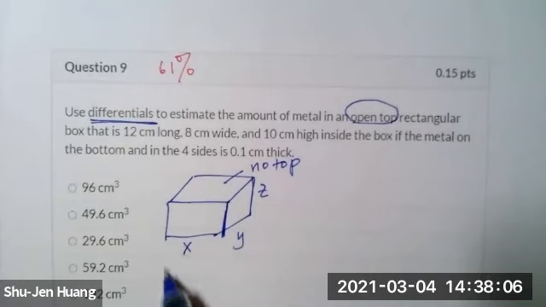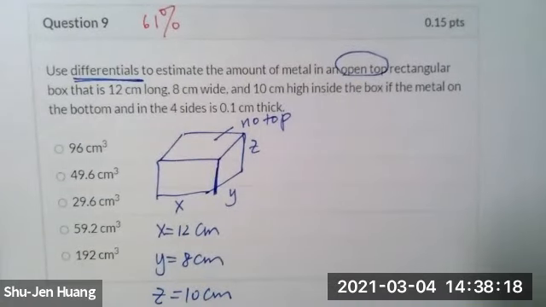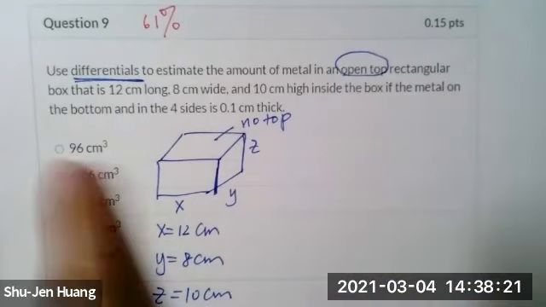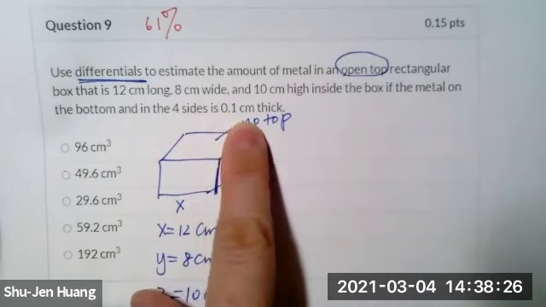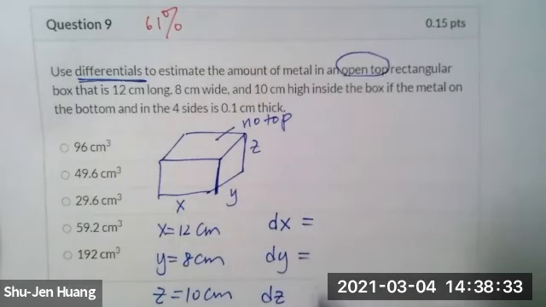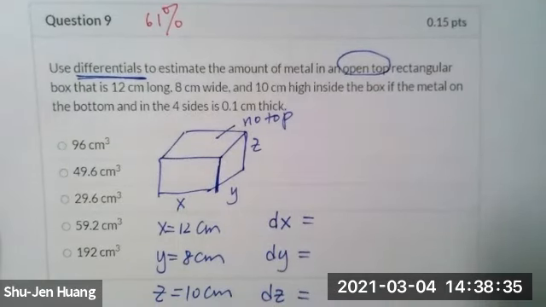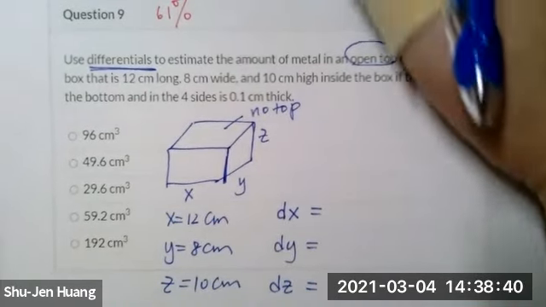And we know x equal to 12, y equal to 8, z equal to 10, the height. Okay, so we have the x, y, and z value here. And if the metal on the bottom and also in the four sides are 0.1 centimeter thick, can you tell me what's dx, dy, and dz? 0.1. 0.1, or is there a different answer here?